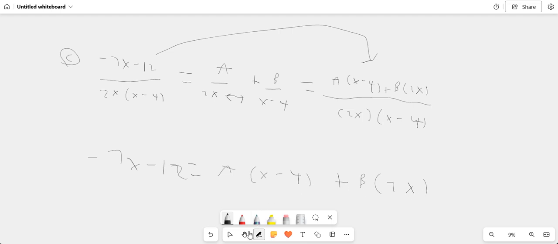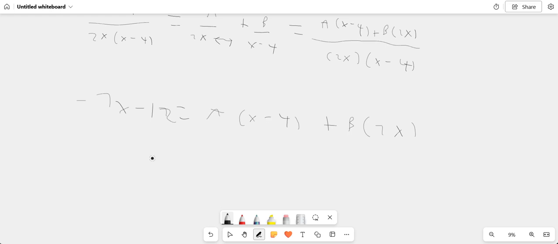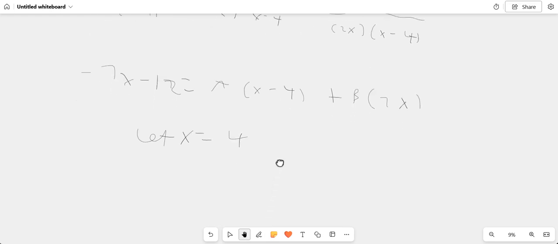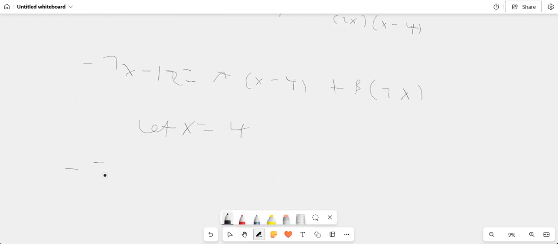So now, how do you pattern this here? Well, again, make x equal the opposite of the bracket. So let x equal 4 here. Then put 4 into the left. So minus 7 open bracket 4 minus 12 is equal to a open bracket 4 minus 4, which is going to be 0, then plus b.